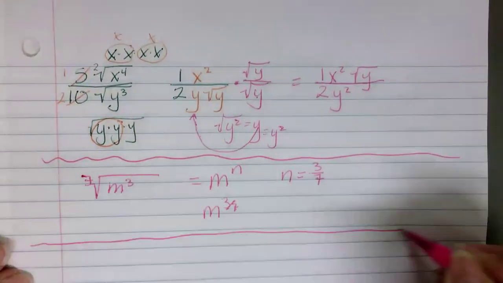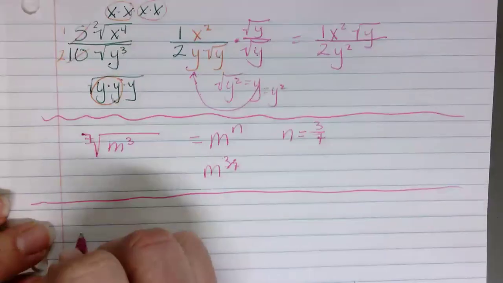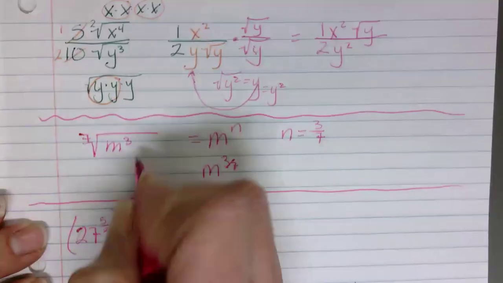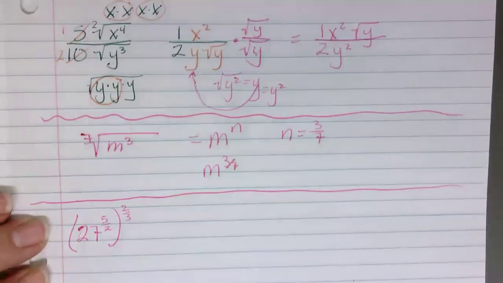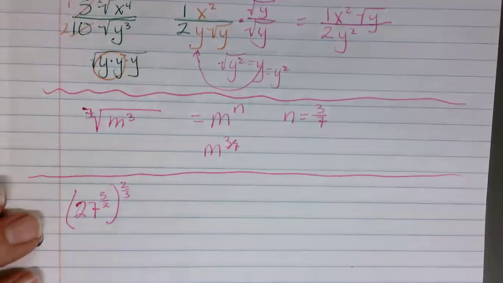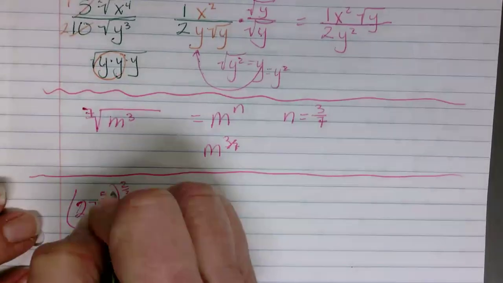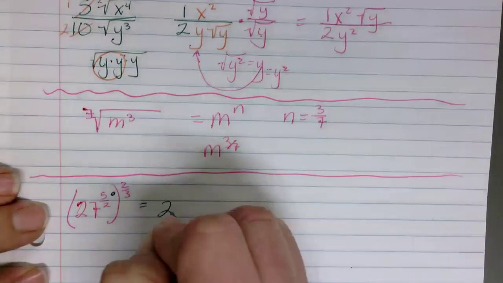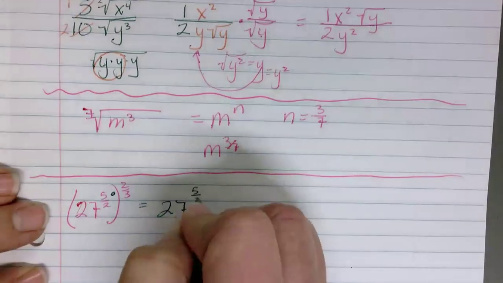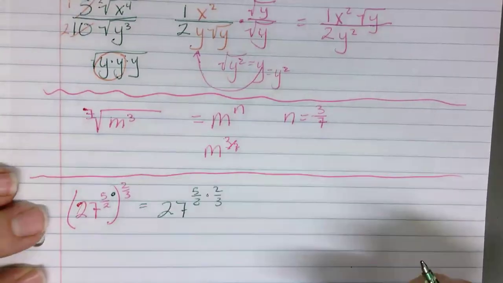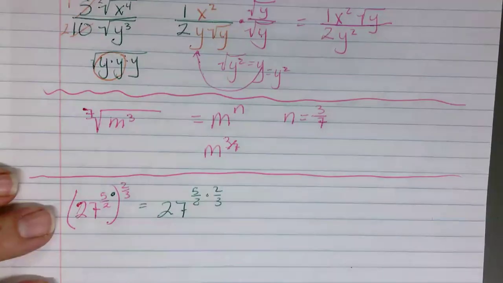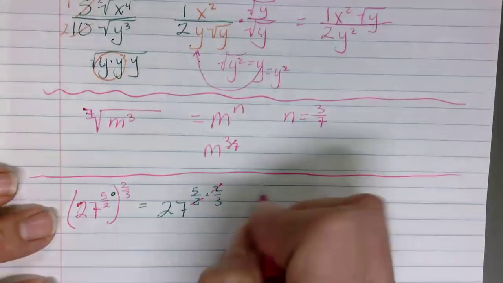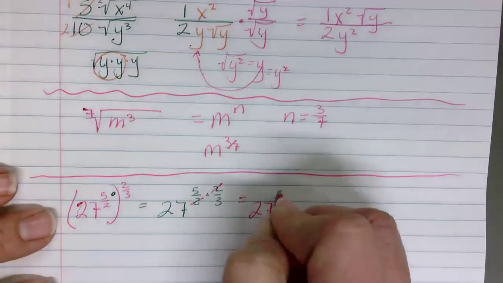Next one. If we had a real number like 27 to the 5 over 2, all of that to the 2/3, how would we handle it? Well, we're going to start by multiplying, right? Multiplying our exponents. So this means I get 27 to the 5 over 2 times 2 over 3. I think I will go ahead and reduce here. I see that I have a 2 on the top and a 2 on the bottom, so they just cancel. So that equals 27 to the 5/3.